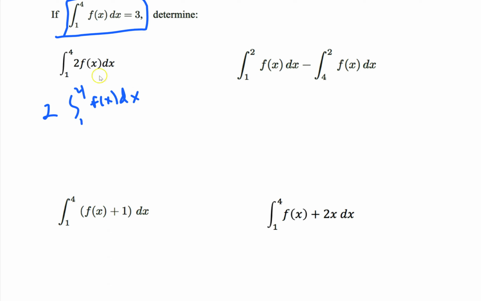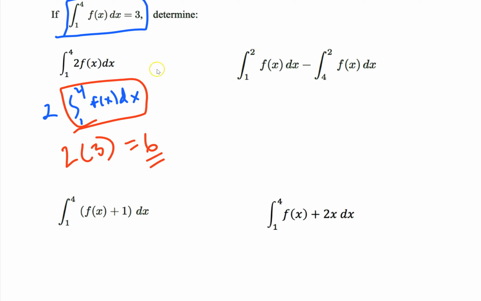Well, this I know. They told me. When you see this, it's 3. So this is just 2 times 3. So 6. That's all that one is. You pull the 2 out. Oh, it's the thing they gave me. That's 3. So 2 times 3 is 6.